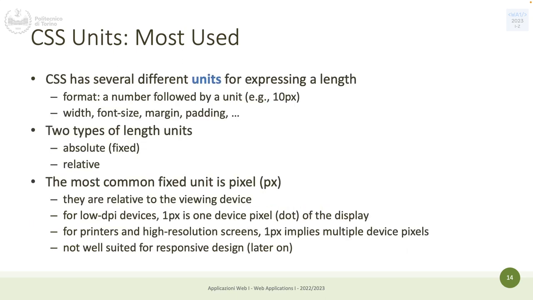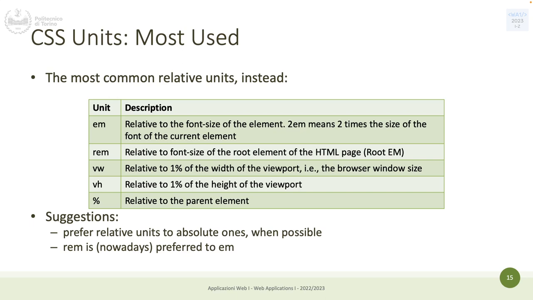CSS supports multiple units. The default one that all of you think about is the pixel. That is an absolute unit because it's fixed. It's always 10 pixels, no matter how big or small the screen is. If you are on a small screen, 10 pixels can be a significant change on the page. If you are on a 4K screen, 10 pixels is a really small change. So CSS has relative units as well, relative to something.